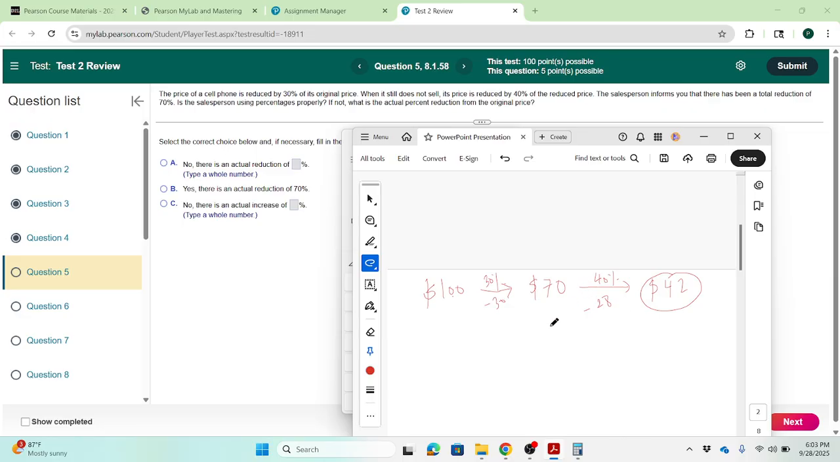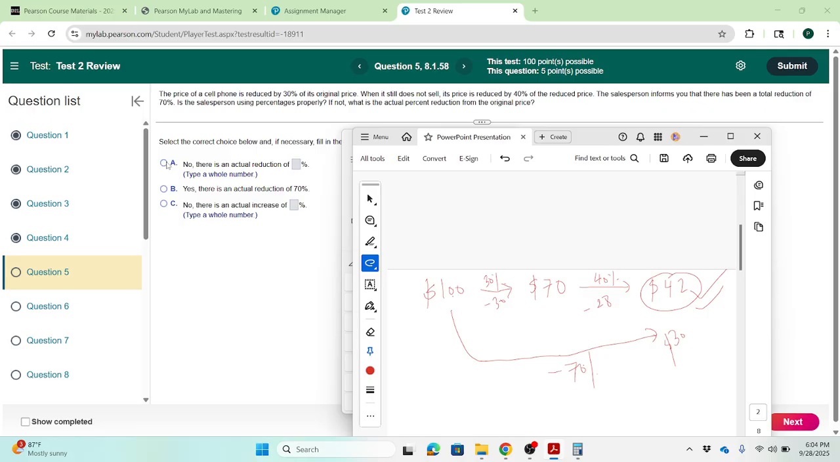Okay, the salesperson informed you that there has been a total reduction of 70%. But 70% of 100 would be $70 reduced, yet here the price is still $42. So the answer is no. There is an actual reduction of, so you need to find the percentage now. So it went from 100 to 42. So what's the difference? It's 58%.